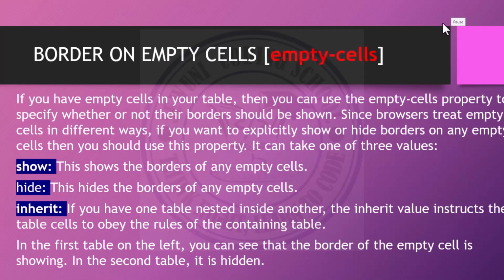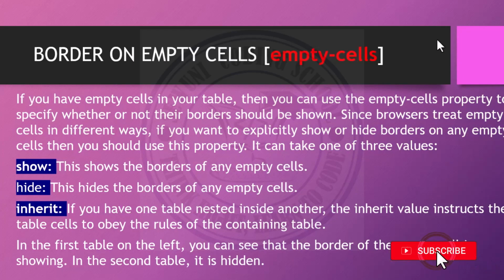All right, now the next thing we are also going to check is border on empty cells. So empty cells property. If you have empty cells in your table, then you can use the empty cells property to specify whether or not their borders should be shown. Since browsers treat empty cells in different ways, if you want to explicitly show or hide borders on any empty cells, then you should use this property, which is the empty cells property. It can take one of three values, either show, hide, or inherit.